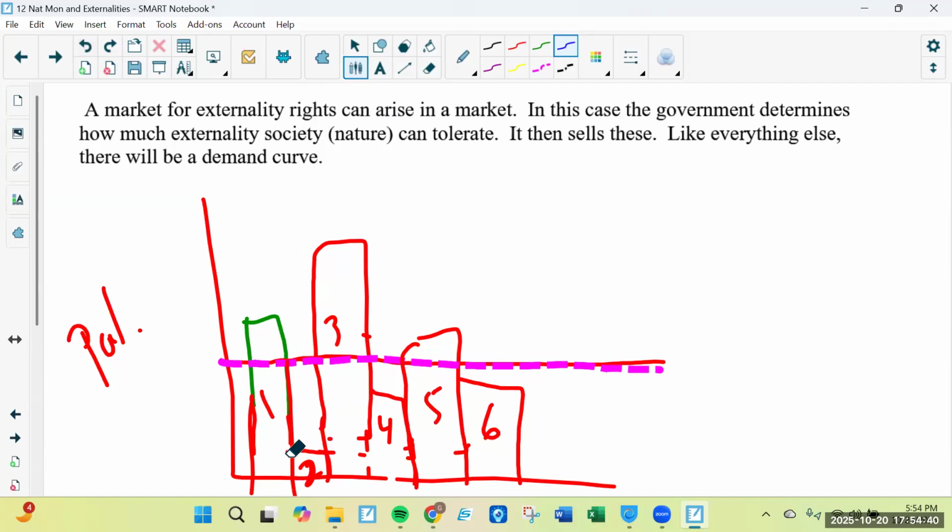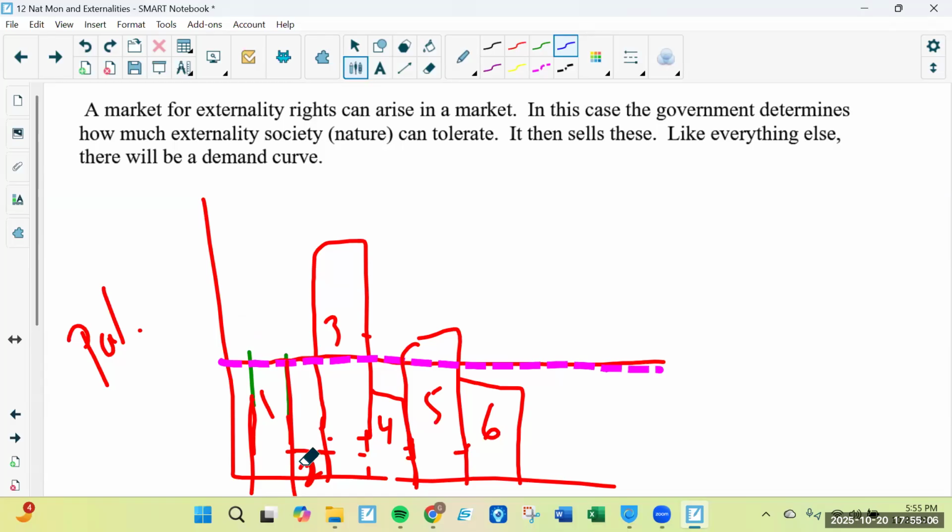If you do all that, look at factory one. Does it have an incentive to lower its pollution? And the answer is yes, because it's having to buy pollution rights from factory four. Factory one, company one, is giving money to company four. And they don't want to do that because that's part of their profits, right? So they have an incentive to try to lower their pollution.